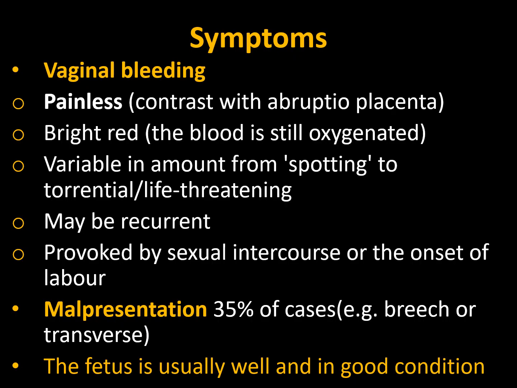Symptoms of placenta previa: the most important symptom is bleeding, and this is a painless vaginal bleeding. The blood is usually bright red, and it varies in amount from spotting to torrential, heavy, life-threatening bleeding. It can be one episode or recurrent episodes, and it can be provoked by sexual intercourse or the onset of labor. It can be associated with malpresentation in 35% of the cases, breech or transverse, and the fetus is usually well and in good condition.